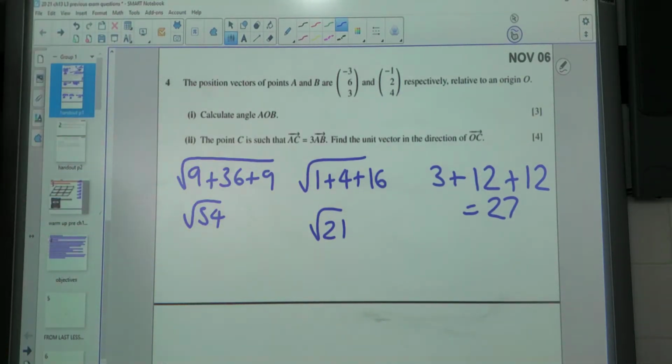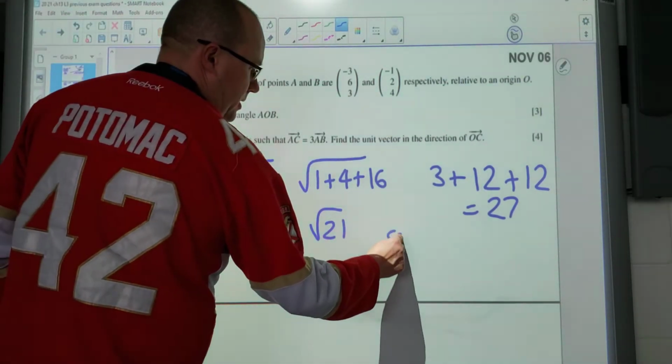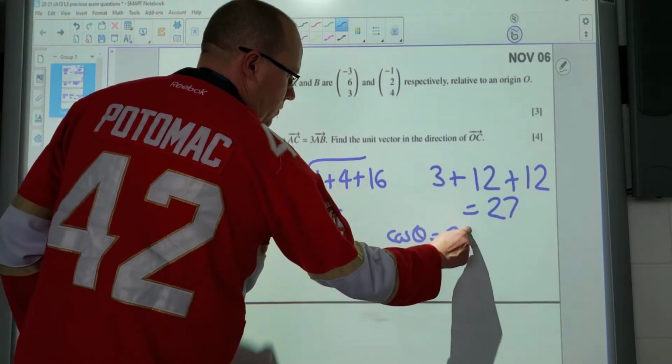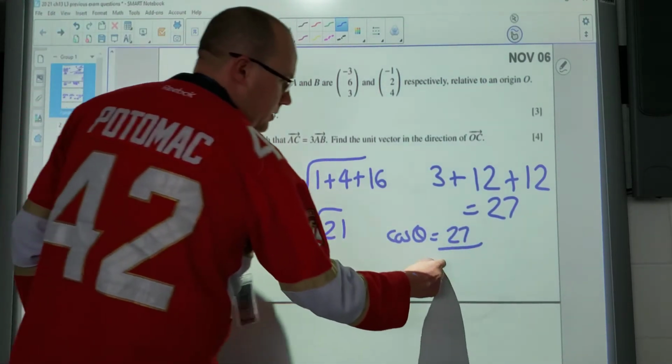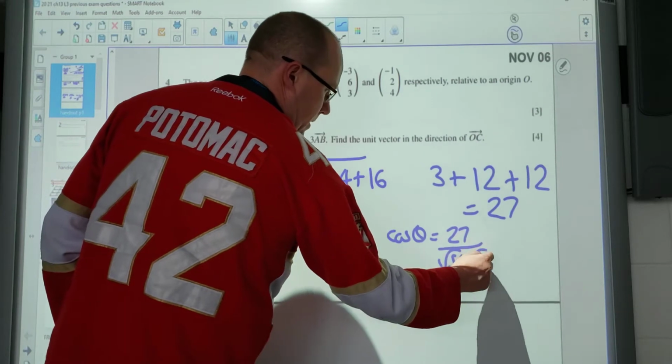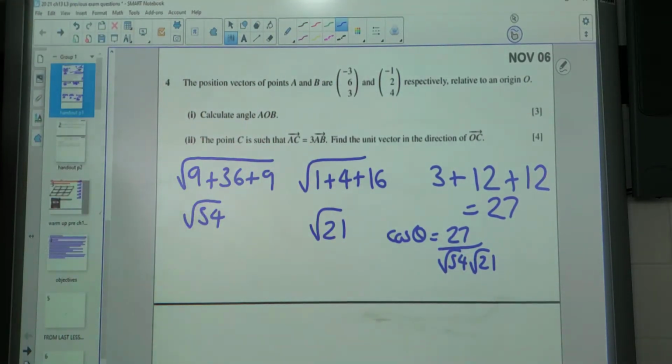So if I use the correct formula for this one, I'm going to have cosine theta equals 27 over the square root of 54 and the square root of 21. And if I do inverse cosine on this, then I should actually be able to figure out what that answer is. And you can go check the solutions also on Papa Cambridge if necessary.